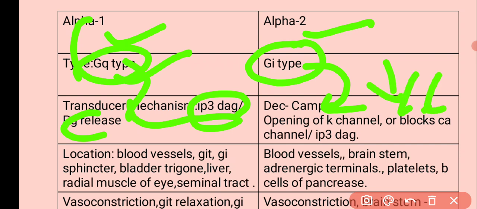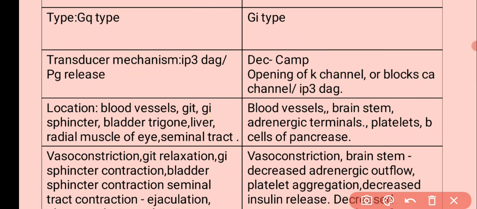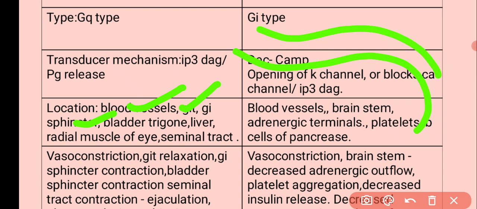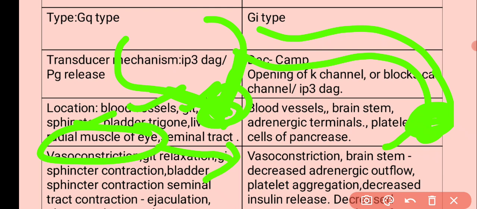These alpha 1 receptors are present on the blood vessels, and also on the GIT sphincter, the last part, whose relaxation is responsible for defecation and whose contraction inhibits defecation. They are also present on the bladder trigone muscles and sphincter muscles, and on the radial muscles of the eye, which are the pupil dilators associated with pupil dilation, and also on some male sexual organs, associated with ejaculation.